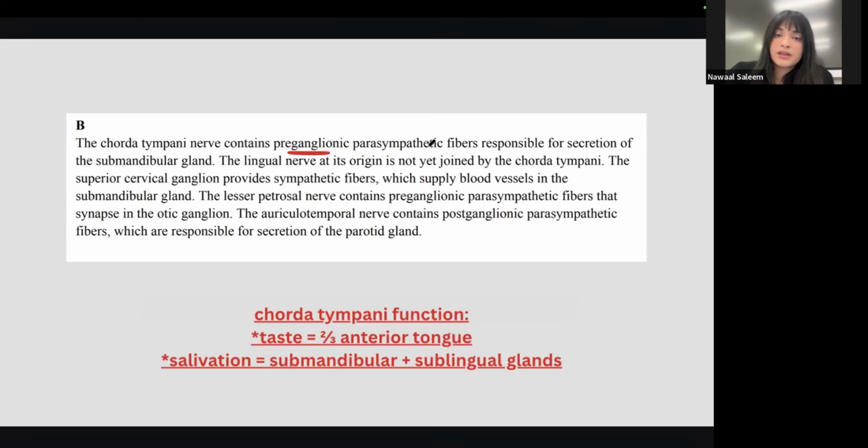So it contains preganglionic parasympathetic fibers. The superior cervical ganglion provides sympathetic fibers which supply blood vessels and submandibular glands. That's crossed out. The lesser petrosal nerve contains the preganglionic parasympathetic fibers, which synapse in the otic ganglion. The auriculotemporal nerve contains postganglionic parasympathetic fibers which are responsible for secretion of the parotid gland. Right? So the problem here is the chorda tympani.